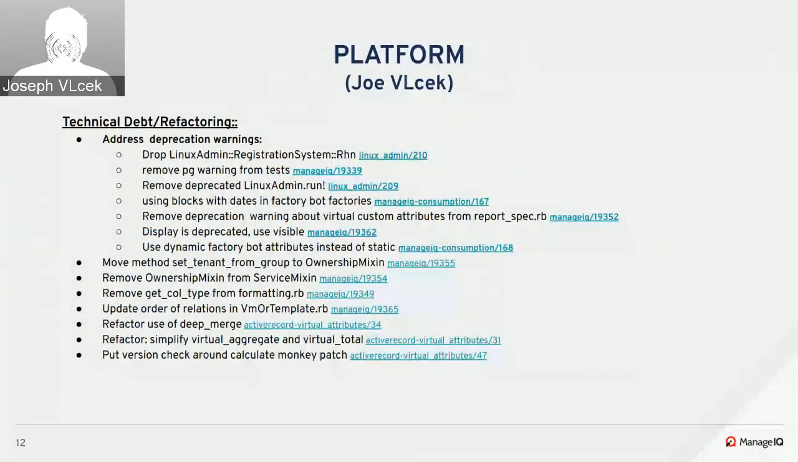For technical debt and refactoring, Keenan, Joe R., and Libar contributed some changes to remove deprecation warnings, also as Tina had mentioned. Libar addressed some technical debt, including moving the method sent tenant from group from the authentication model to the ownership mixin. And he also removed the inclusion of the ownership mixin from the service mixin. Keenan also contributed multiple refactoring improvements to Active Directory. And lastly, the next slide, please.